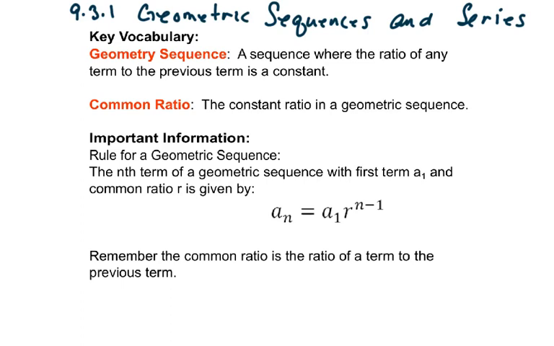A rule for a geometric sequence for the nth term will be given by a sub n equals a sub 1 times r, which is our common ratio, to the n minus 1 power. Remember, the common ratio is the ratio of a term to the previous term.